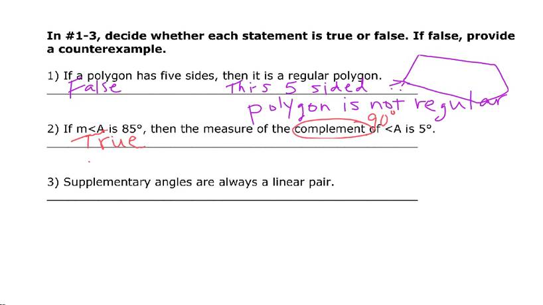So next, supplementary angles are always a linear pair. So this would be false, and that's because we have to know the difference between supplementary and linear pair. Supplementary just means that they add up to be 180 degrees. Linear pair means they need to also be adjacent and add up to be 180 degrees. So we could have supplementary angles that are not adjacent.